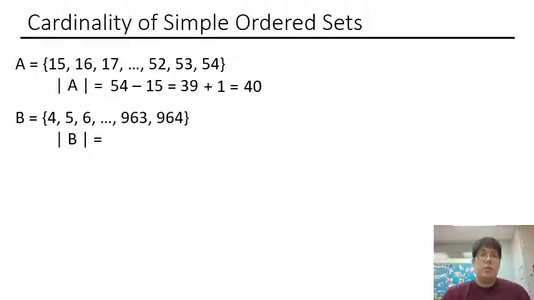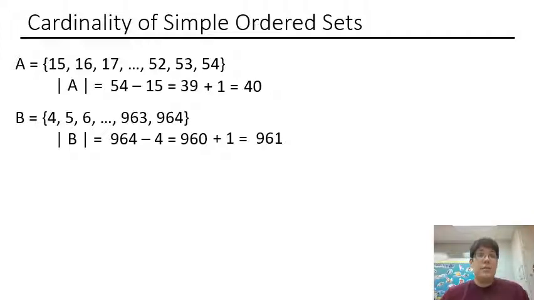Okay, now let's look at an even uglier set to try to count the numbers between 4 and 964. So the cardinality of this set, we're going to again do the last number minus the first number, which gives me 960. I'm going to add 1, and that gives me 961.